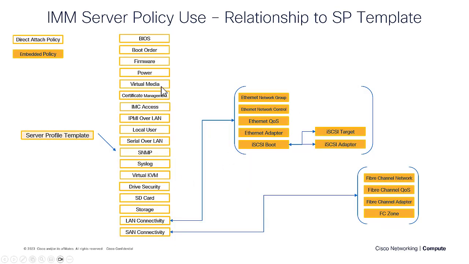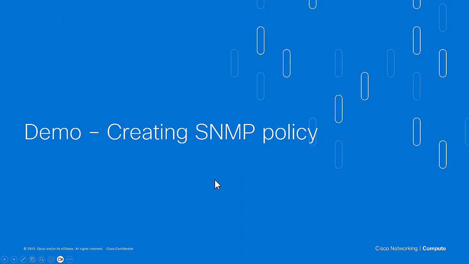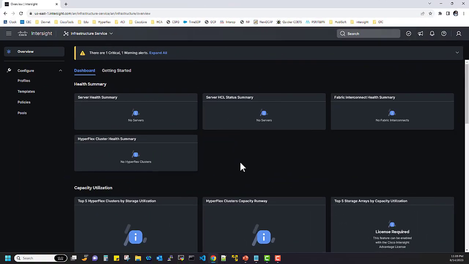There are various policies that we can configure on a server profile template. The SNMP is a direct attached policy to the server profile template. All the other policies here on the screen will be covered in subsequent videos. Let's look at a quick demo on how to create the SNMP policy on Intersight.com.